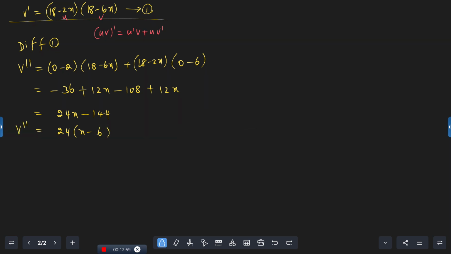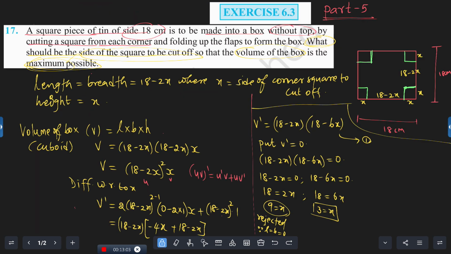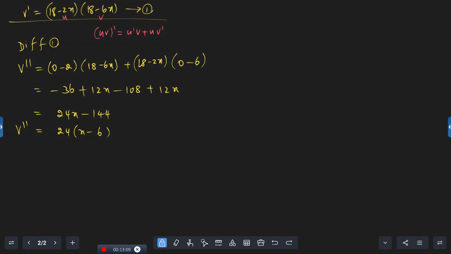So this is v double dash. Now take the x value and substitute in it. What is the x value? We got x value 3. So v double dash at x equal to 3, when I substitute, is 24 into 3 minus 6, which is equal to 24 into minus 3, which is less than 0.